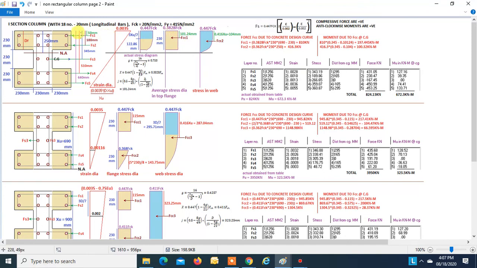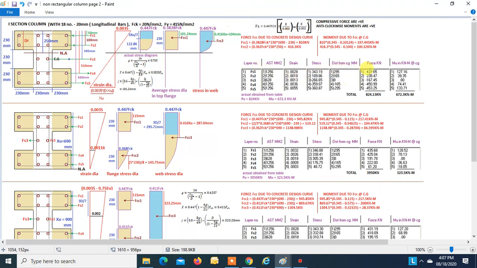Now it's compression steel. So whatever stress you get from the table, you have to deduct the concrete stress, that is 0.447 FCK. So this is your final stress, right? This stress into area of steel in this layer gives the force. This is positive because this is compressive. And these are the distances from the CG, right? So this force will give an anti-clockwise moment, and this distance from the CG is 295, right?